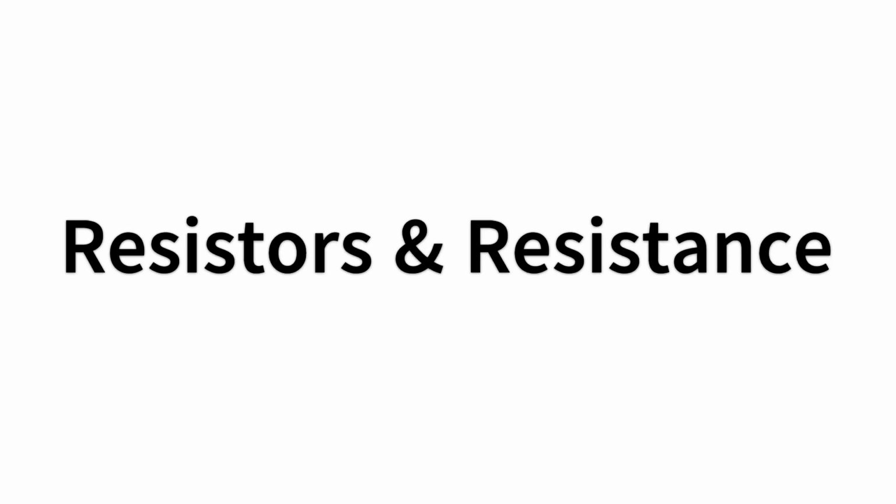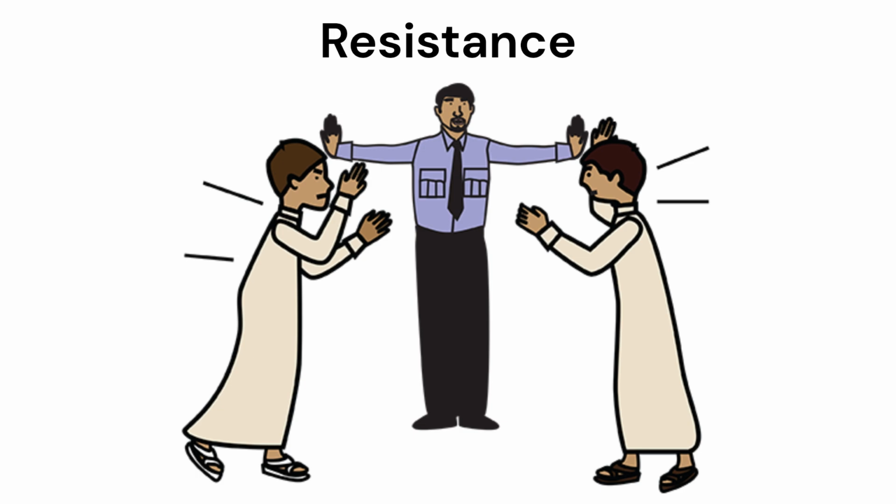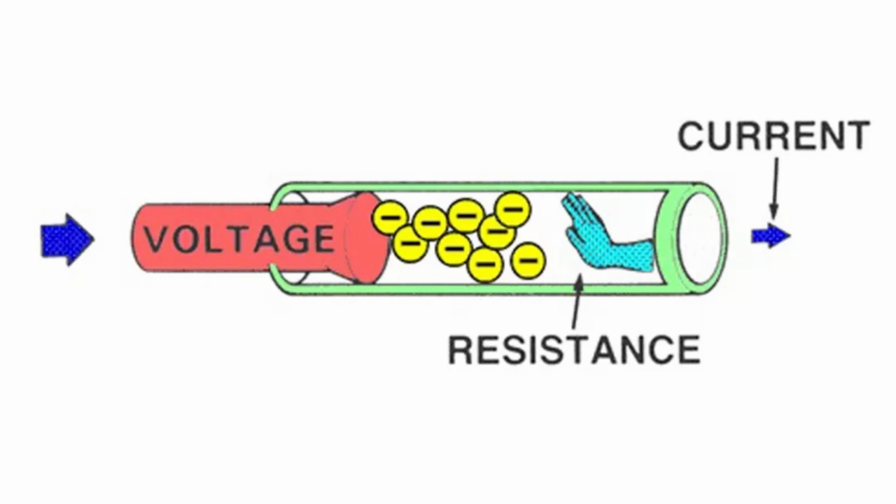Hello, in this video we are going to learn about resistors and resistance, and also the difference between resistors and resistance, if you have doubt with it. We know that the general meaning of resistance is to oppose or object to someone or something. However, when it comes to electricity, resistance is the opposing of electrons.